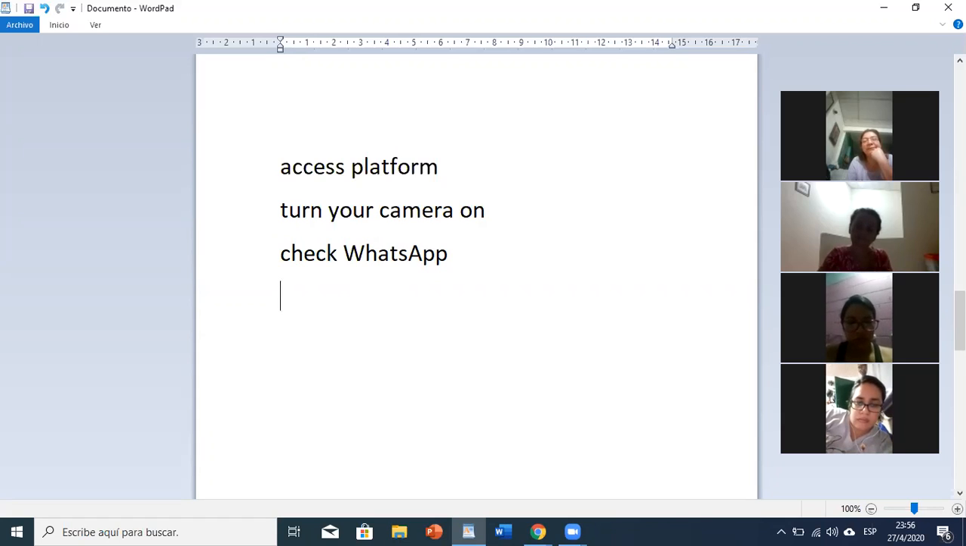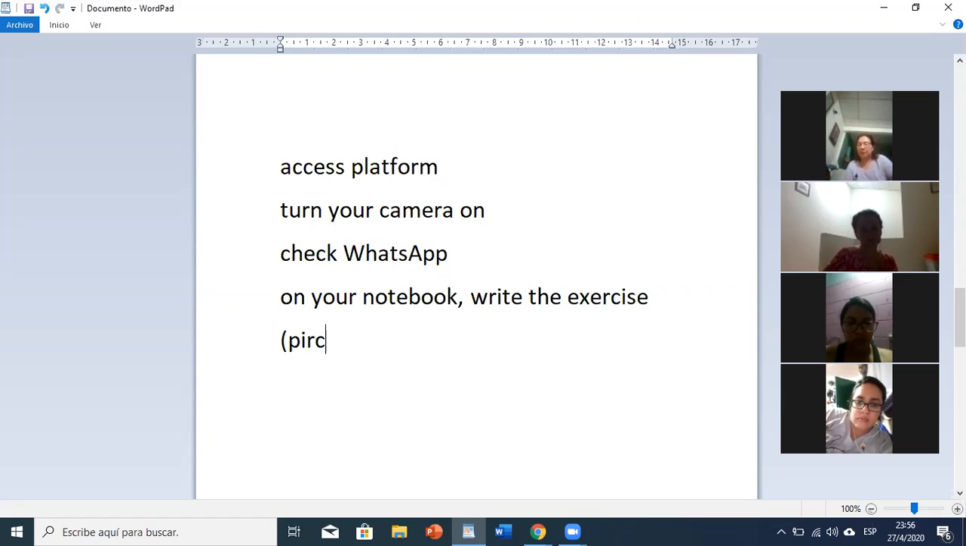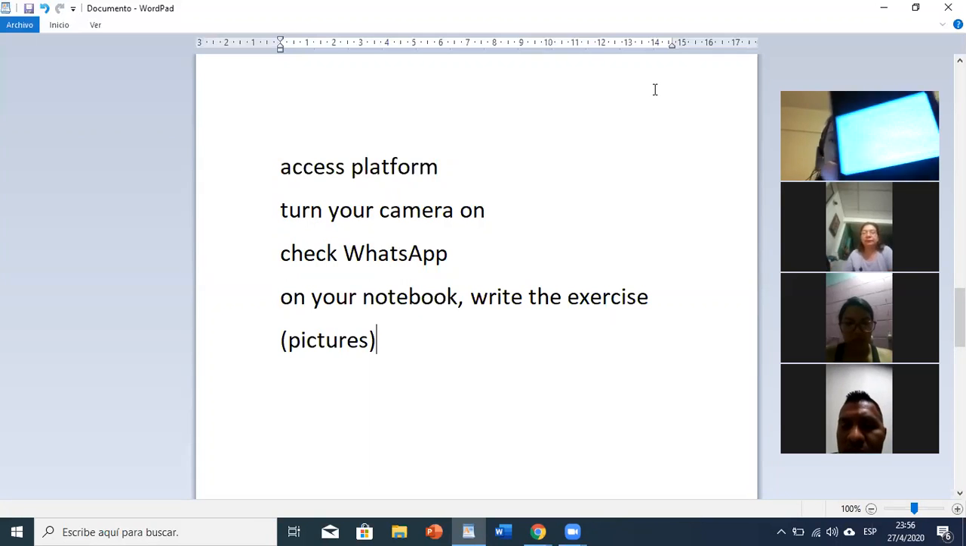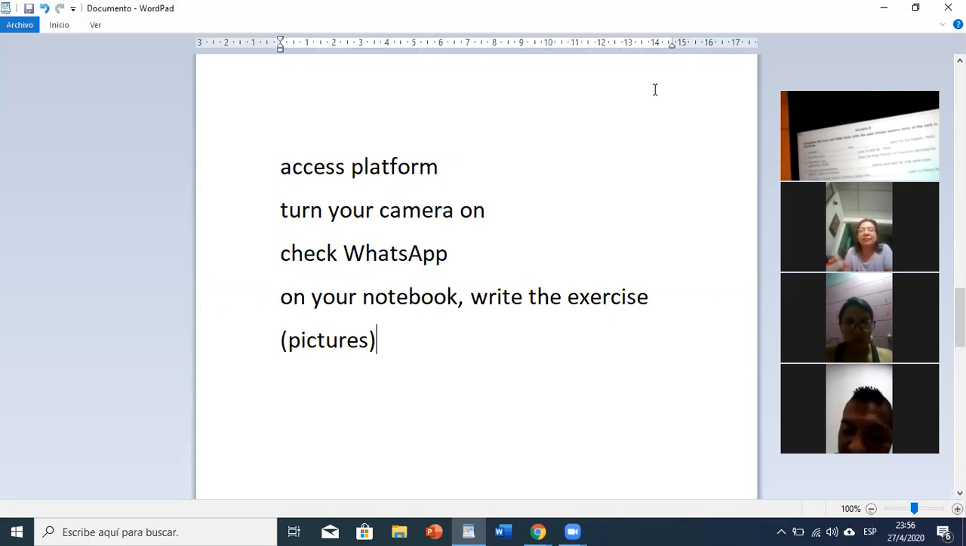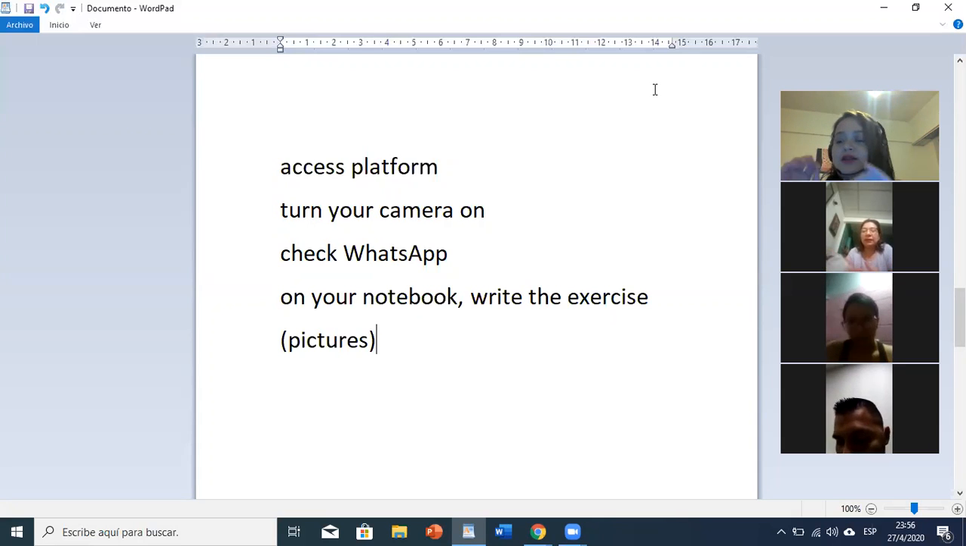Please, in your notebook, write the exercises from the pictures that I sent you. Finish the exercises by tomorrow, because tomorrow we're going to use them for an activity. So this is the homework, this one right here, you can see. I sent this to WhatsApp. Please write them in the notebook and have them ready for tomorrow's class, because we're going to do an activity with that, okay?